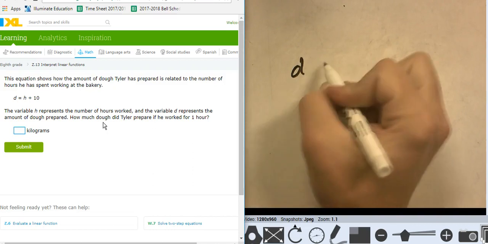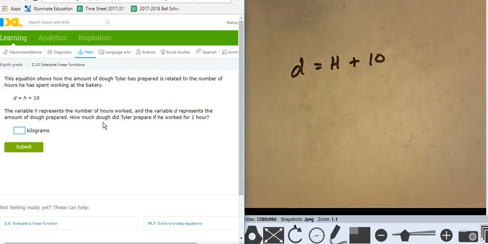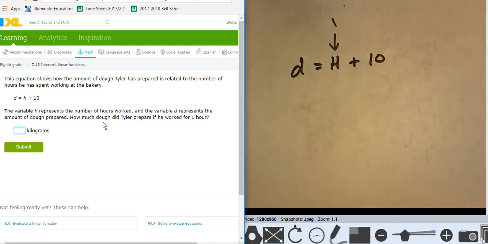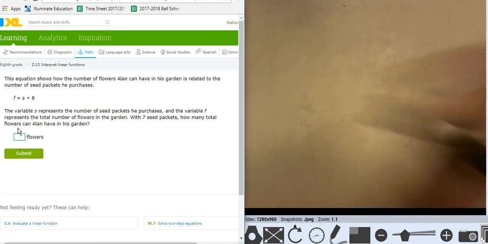Here's our next one. D equals H plus 10. H is the number of hours worked, and D represents the amount of dough prepared. How much dough did Tyler prepare if he works for 1 hour? Let's put a 1 right there for hours. It's going to give us 11 kilograms of dough. Nice.